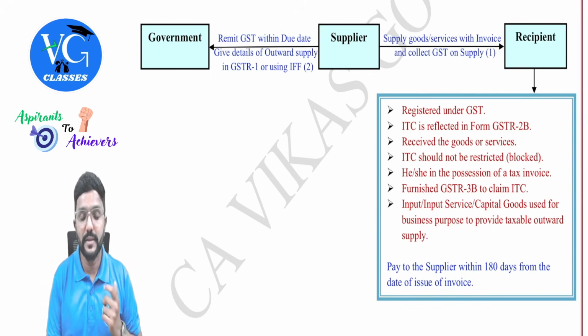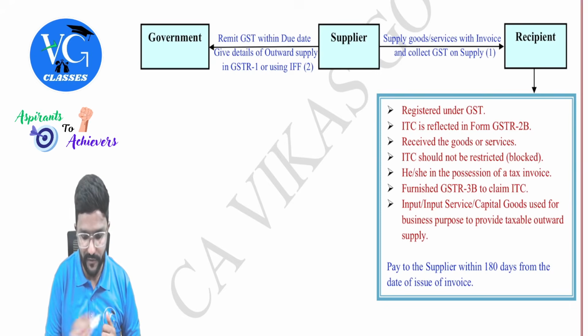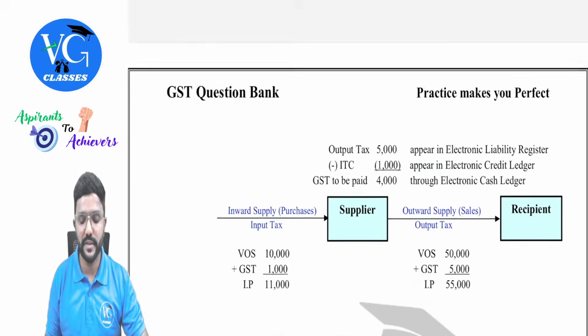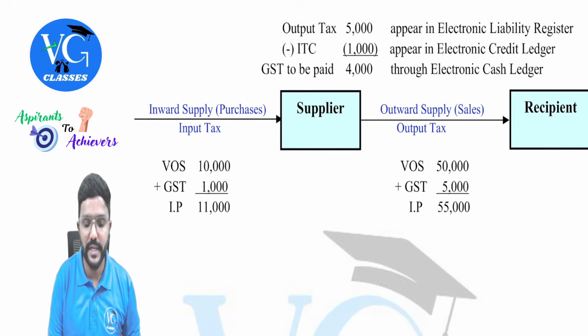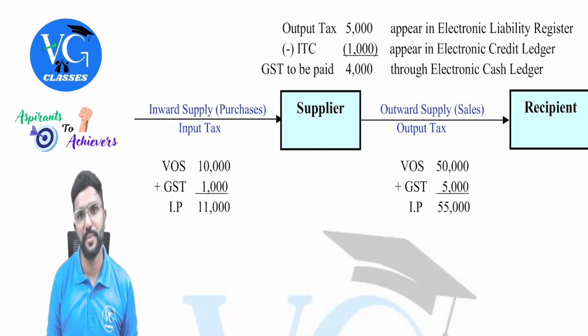Whatever details of his outward supply the supplier has given will auto populate to him in 2B. Now even the recipient will have outward supply on which he is supposed to pay output tax. So in his GSTR 3B, he needs to disclose all this information, guys. So in GSTR 3B, you need to disclose all these details: what is his output tax, how much credit he is eligible to claim, and the remaining amount he has to pay through the cash ledger, and then file GSTR 3B.